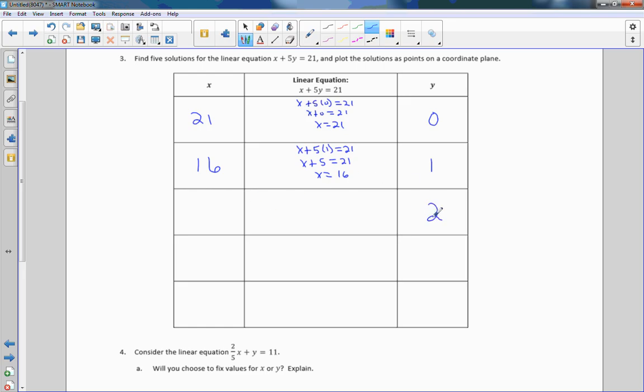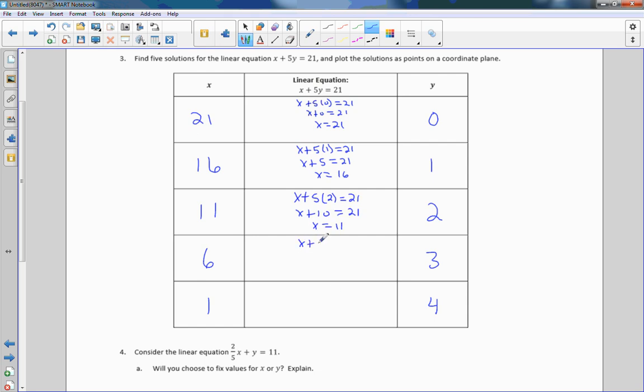So if I increase by 1, I'm decreasing by 5. And notice the numbers up here. This increases by 1, this decreases by the 5, that's the coefficient. So this decreases by 5, I should get 11, 6, and 1. So let's take a look. X plus 5 times my y, 2, equals 21. X plus 10 equals 21. Subtract 10 from both sides, and x does equal 11.